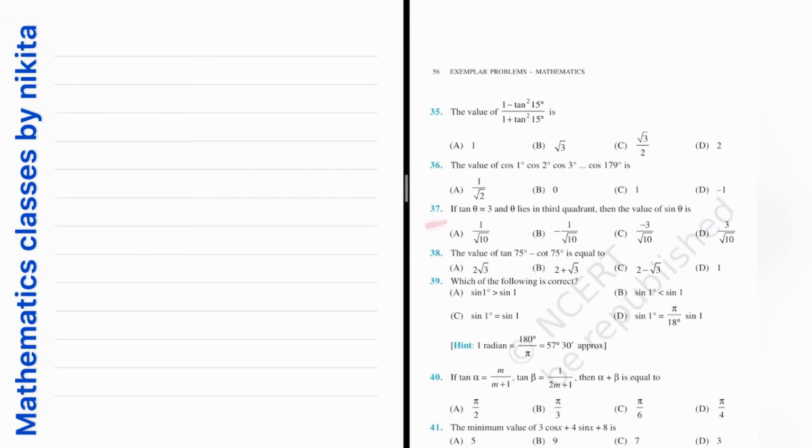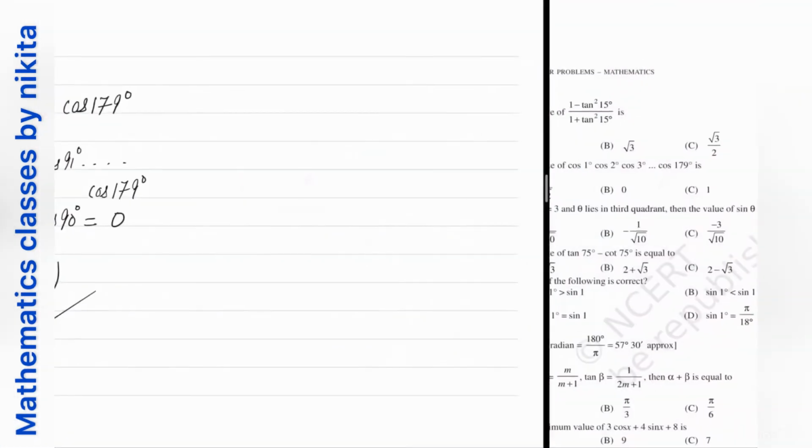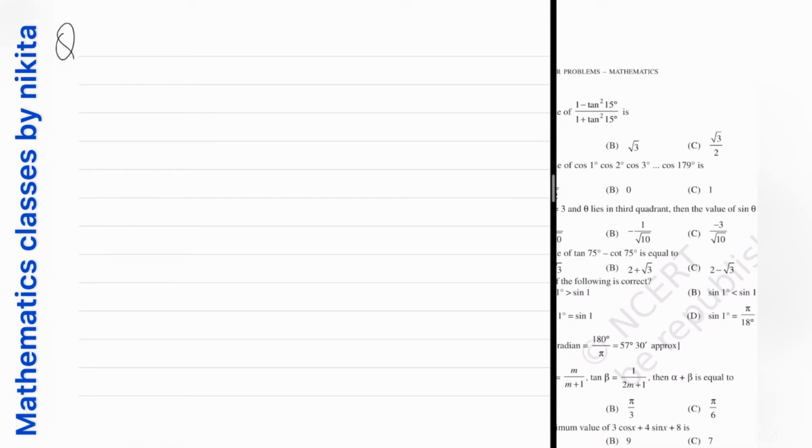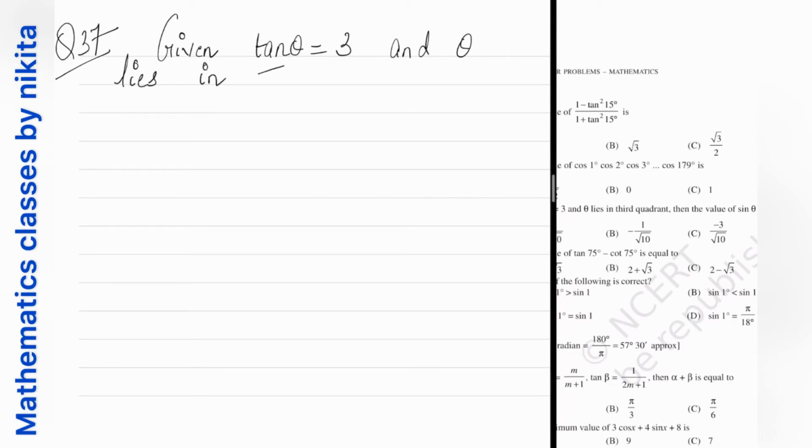Question number 37 says that if tan of theta is equal to 3 and theta lies in the third quadrant, then the value of sin theta is. So a very important thing here is that theta lies in the third quadrant. Okay, so given is that tan theta is equal to 3 and theta lies in the third quadrant, and you have to find the value of sin theta.